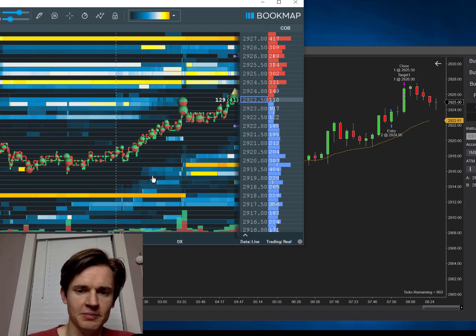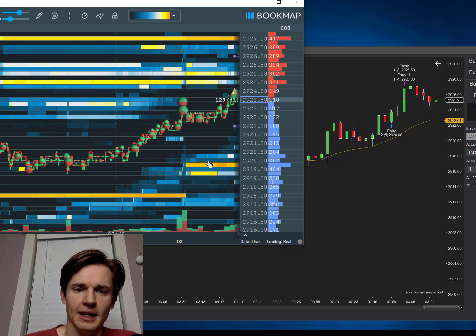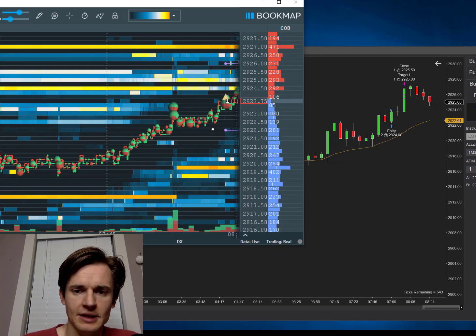But we had some buyers piling in right here. As you can see, it's blank right here, and then you get a little bit darker, a little bit darker, a little bit darker. So it kind of looked like the buyers were kicking into gear. And so I took a shot at it, and I'm with the trend, so it wasn't that scary. And then it's exactly what happened.